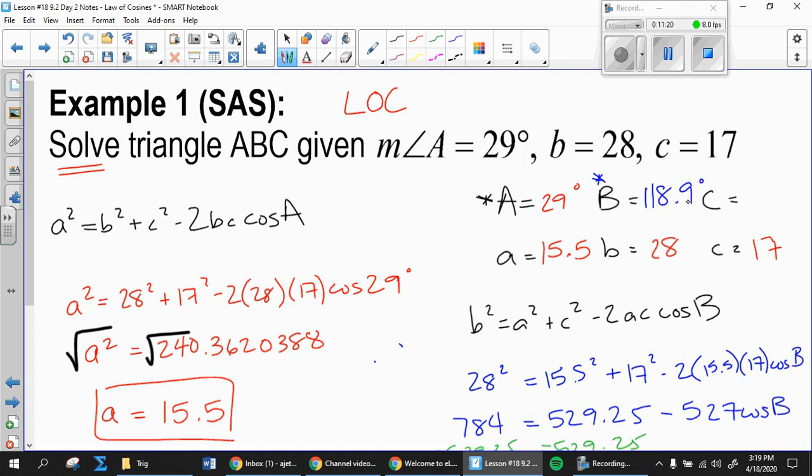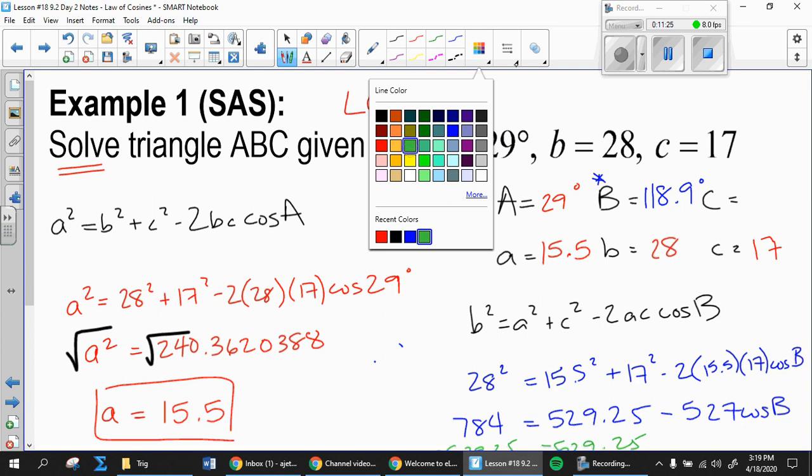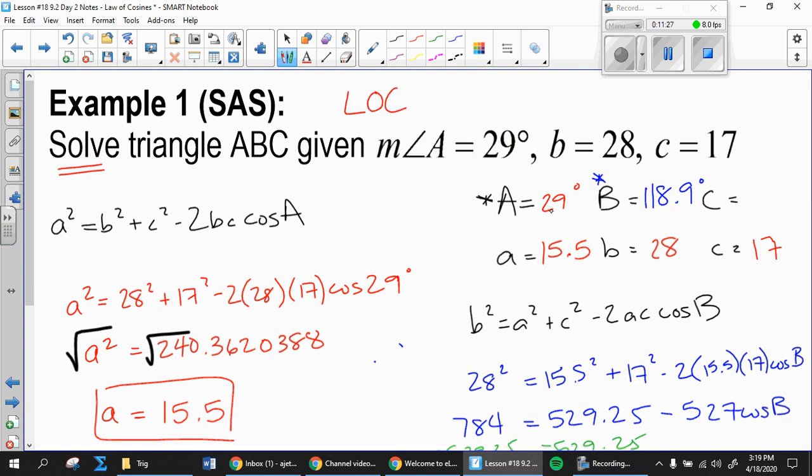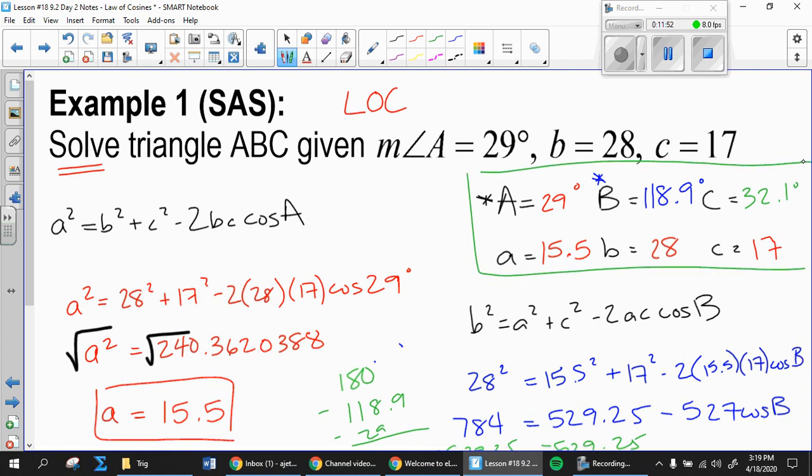Again, if you had used law of sines to try to find angle B, there's no way you could have found it. It would have given you an acute angle. And so our final step to find angle C: we know those angles add up to 180, so we can take 180 minus 118.9 minus 29. You should get 32.1 degrees. And this is all of the pieces of my triangle.